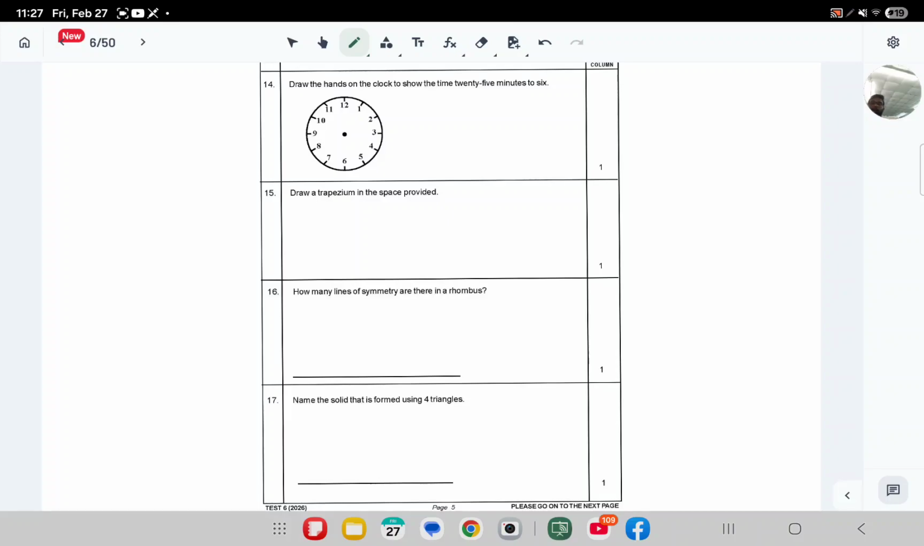Number 14, draw the hands on the clock to show the time 25 minutes to 6. So we know that 25, we are on the 2 sides, so it would be here. This here represents 25 minutes to 6. So therefore our hand would be between the 5 and the 6. Number 15, draw a trapezium in the space provided.